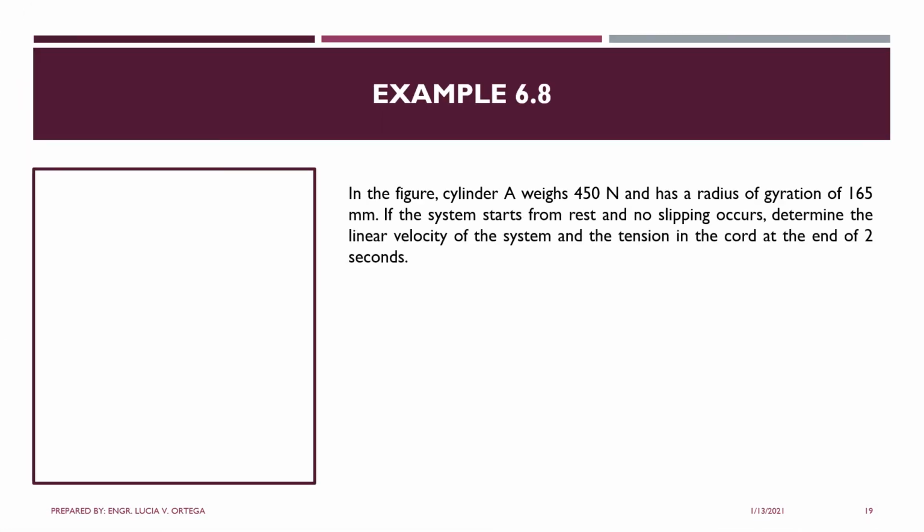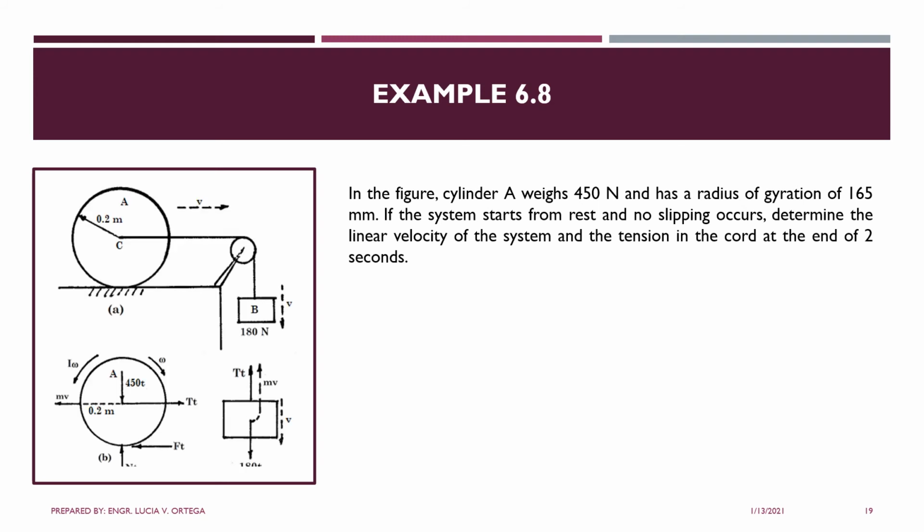Next. In the figure, let's show the figure. The cylinder A weighs 450 Newton and has a radius of gyration of 165 mm.